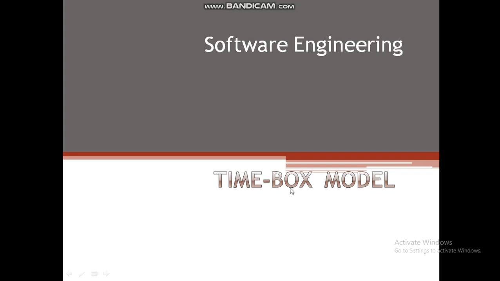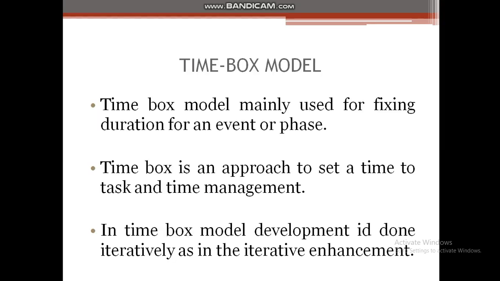In the time box model, each and every phase is done in a fixed time duration. Time box model is mainly used for fixing the duration of an event or a phase. So we can set the time for an event or a phase. Time box is an approach to set a time for the task and for time management. So each and every phase starts after we set the time.